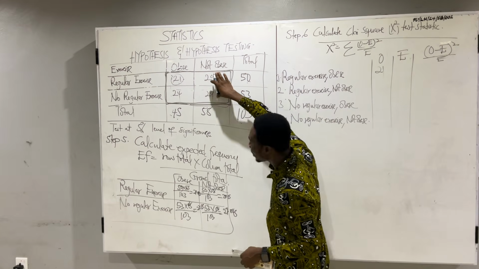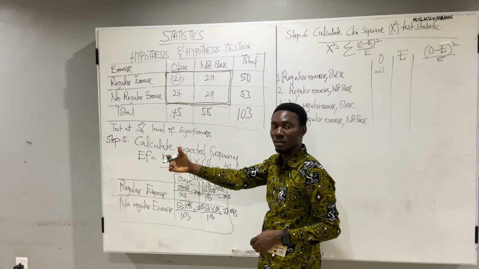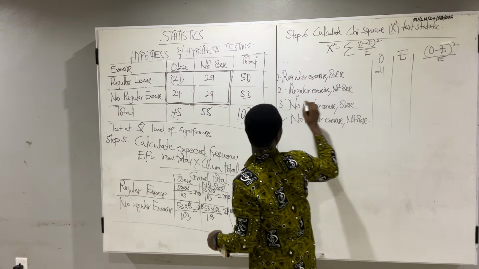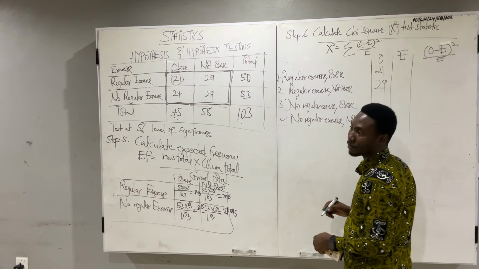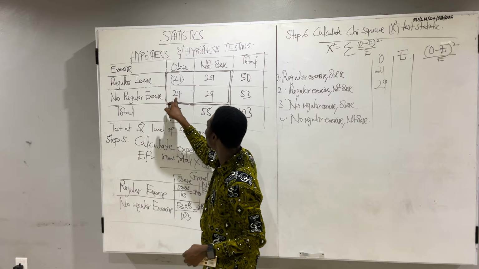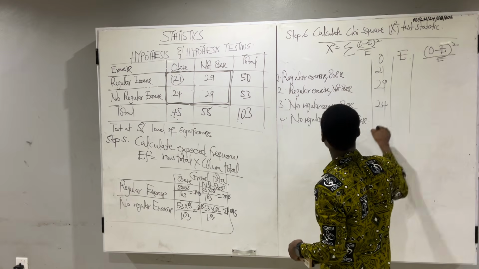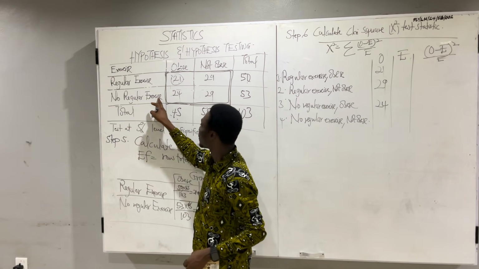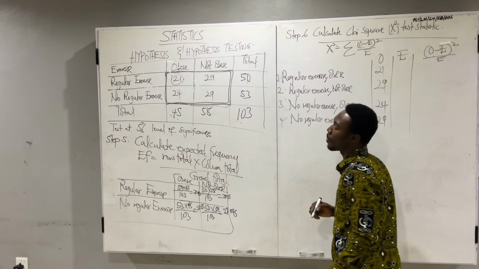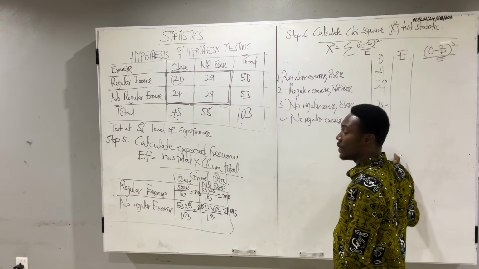Remember, the original table the examiner gave you, we call it the observed frequency table. People who do regular exercise who are not obese, they are 29. You write the 29 over here. No regular exercise who are obese, they are 24. No regular exercise not obese, they are 29. You write the 29 over here. Then you come back to the expected table. That is what you use to fill the E.